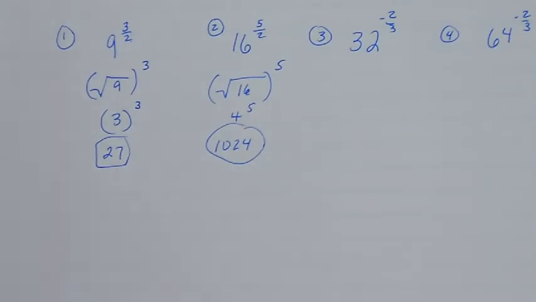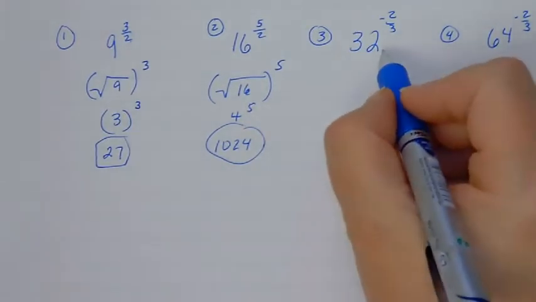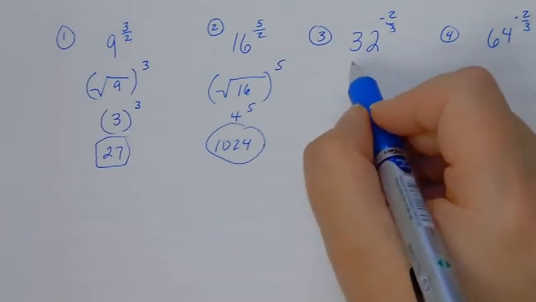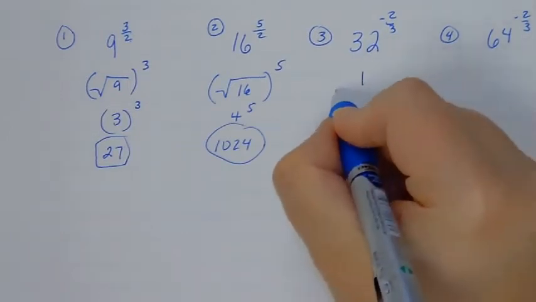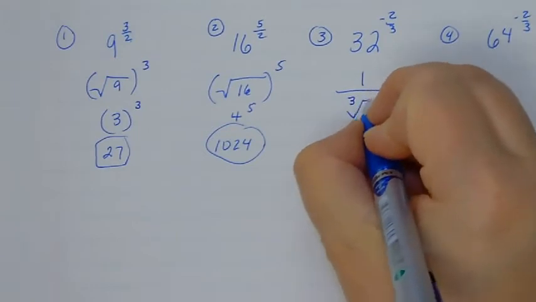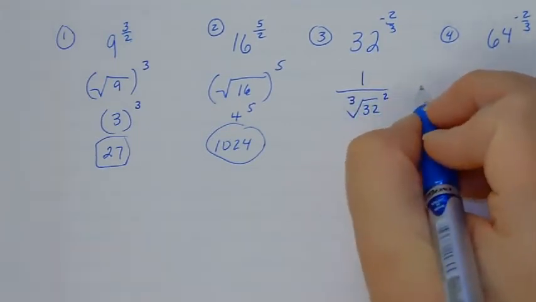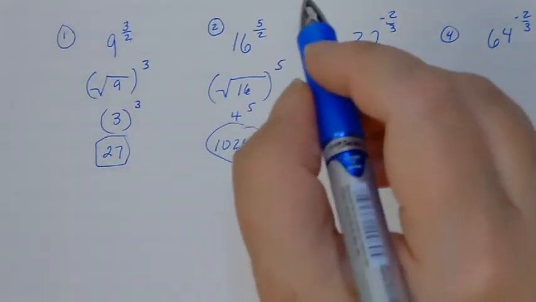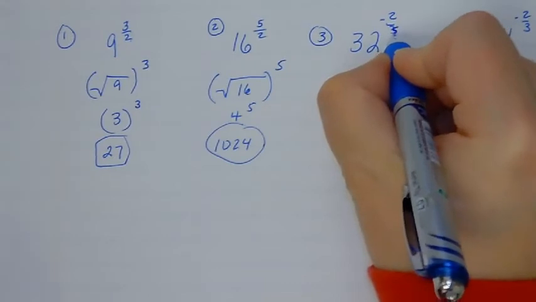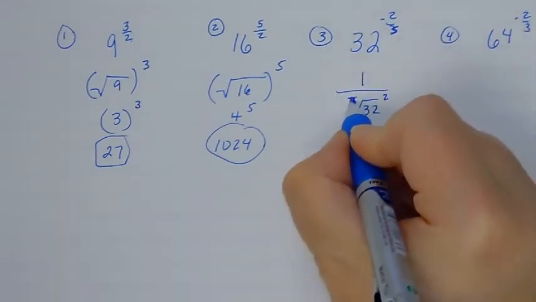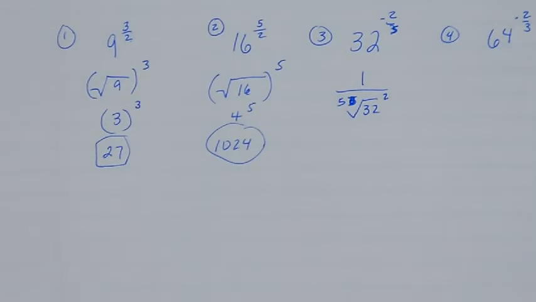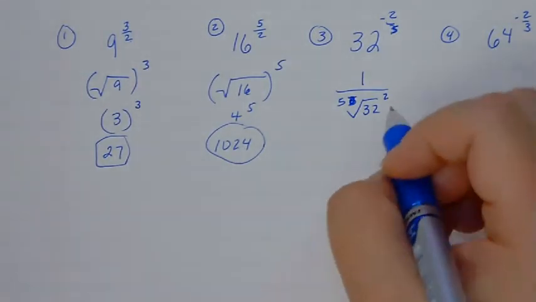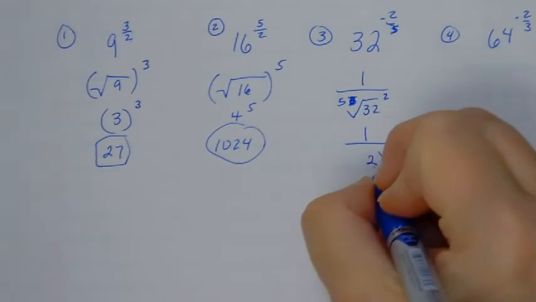Look at the next one. It's a negative exponent. So that doesn't make my answer negative. What it does is makes my answer a fraction. So I'm going to have 1 over the cube root of 32 squared. So, let's see here. I wrote that down wrong. This is supposed to be a 5. So I'm going to find the 5th root of 32 and square it. So I have to think what number times itself 5 times gives me 32. And that number is 2.